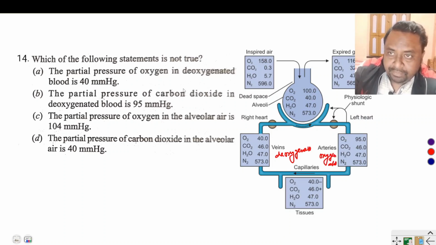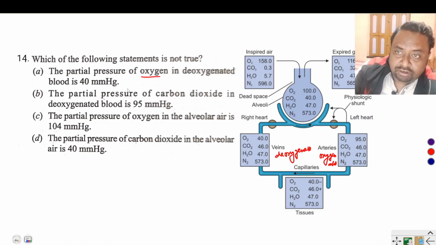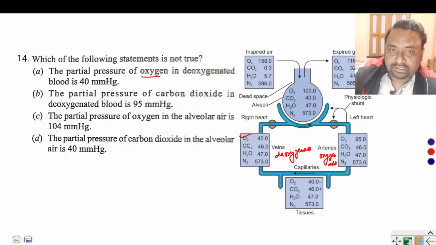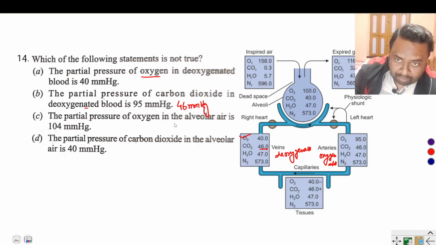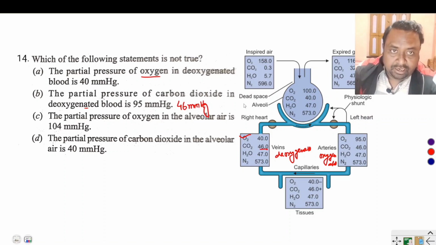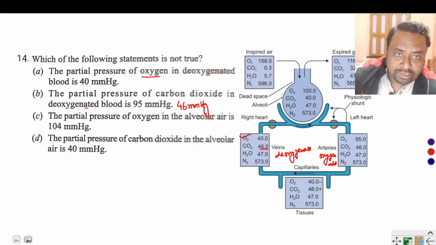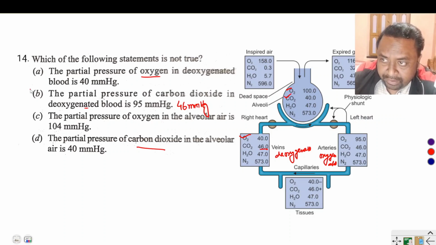So you can see here the partial pressure of oxygen in deoxygenated blood is 40 mmHg, right? The partial pressure of carbon dioxide in deoxygenated blood is 46 mmHg, not 95 mmHg. The partial pressure of oxygen in the alveolar air is 104 mmHg, near about 100 to 104 mmHg. The partial pressure of carbon dioxide in the alveolar air is 40 mmHg. This is right. So here the not true option is B.